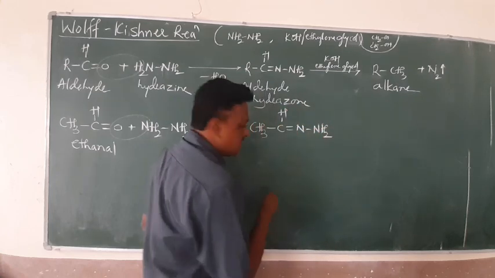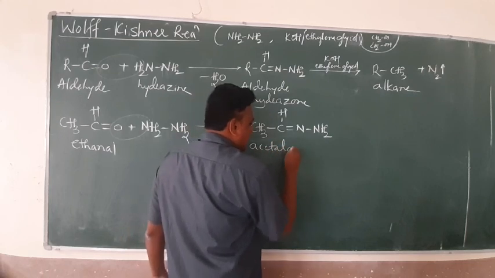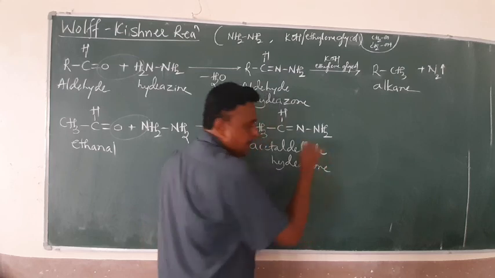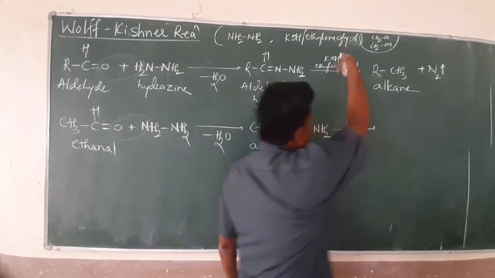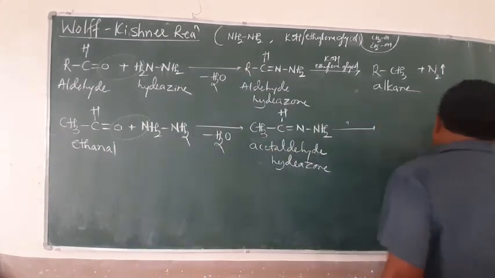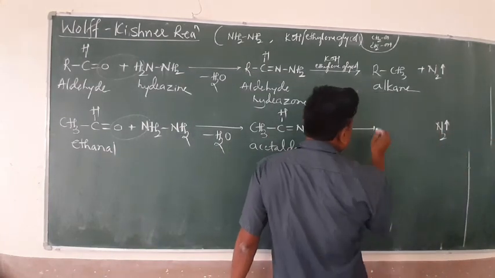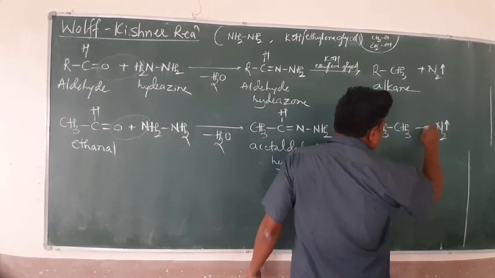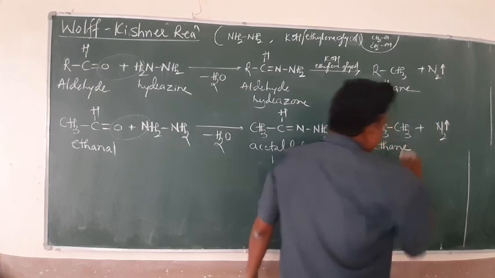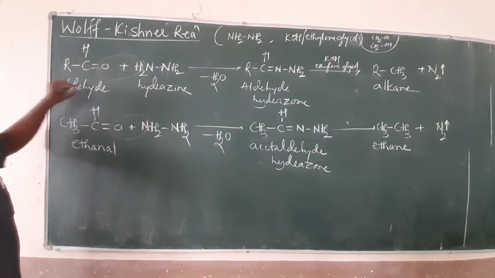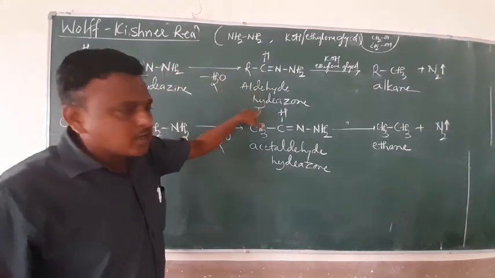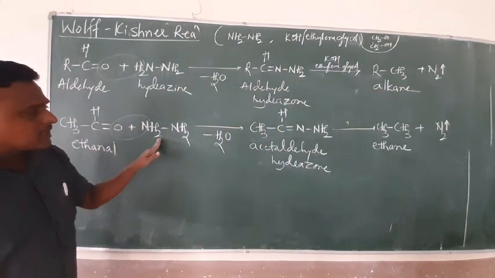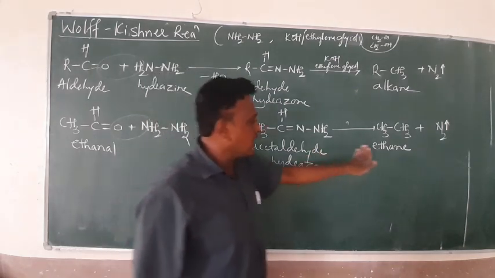This is the H. The name of this compound is acetaldehyde, or ethanal, hydrazone. And then it reacts with the same ethylene glycol, with release of nitrogen gas. What remains? CH3 CH3, with 3 hydrogens each. The name of this compound is ethane, friends. I repeat: when acetaldehyde undergoes reaction with hydrazine, it forms the corresponding hydrazone and then ethane.